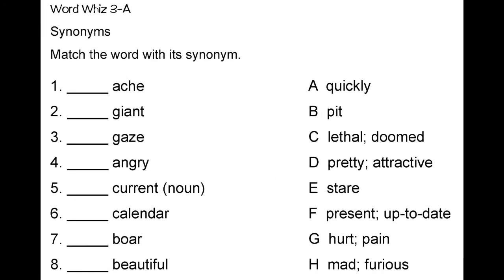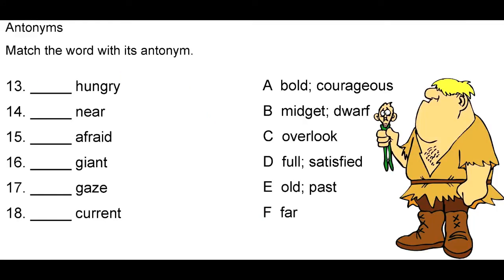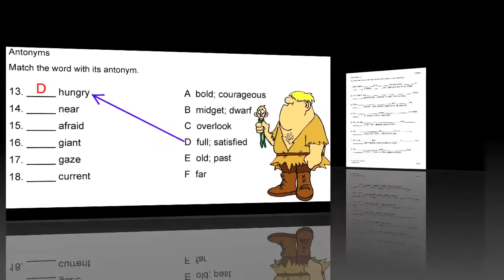This exercise will focus on synonyms, which are words that mean the same thing. Let's do number 1, for example, ache. So we find the synonym for ache, which is hurt or pain, and neatly write the letter on the provided space. Next, we will practice antonyms, which are words that have opposite meanings. Let's do number 13, for example. We need to find the matching antonym for hungry. So we think of which word or phrase is the opposite meaning of hungry, which is full or satisfied. So we neatly write the correct letter in the provided space.